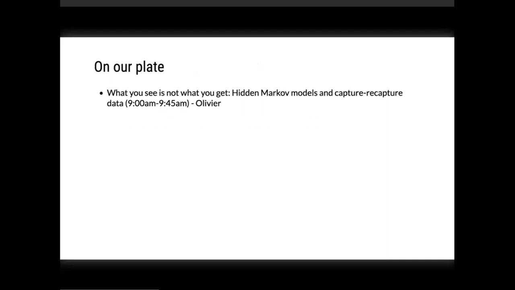So what's on our plate? First things first, we'll go through an introduction to hidden Markov models. We'll talk about survival models, for about 45 to 50 minutes. Then we'll have a 10 to 15-minute break, okay? And then we will talk about models to estimate transitions between states, geographical sites or breeding states, for example. And we'll have another break for 10 to 15 minutes.